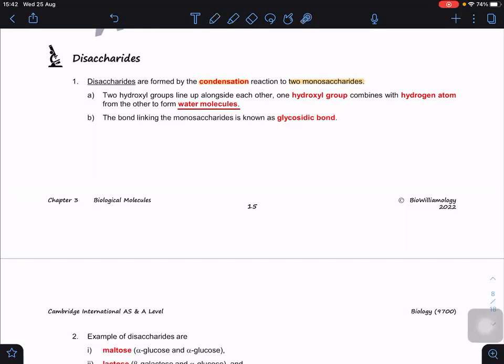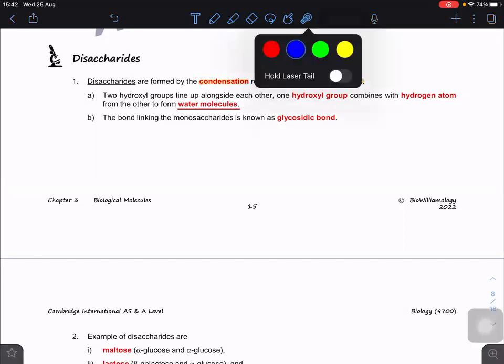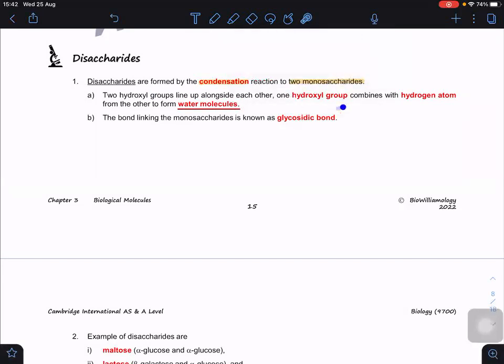So basically, we need these two hydroxyl groups, the OH group and OH group, to lie side by side, so that one OH group will donate a hydroxyl group, and another one will donate a hydrogen atom, not proton, but hydrogen atom, so that both combine together, hydroxyl group OH and H, to form a water molecule. The bond that links the monosaccharides together is termed as the glycosidic bond. I will show you guys what is meant by glycosidic bonds later.